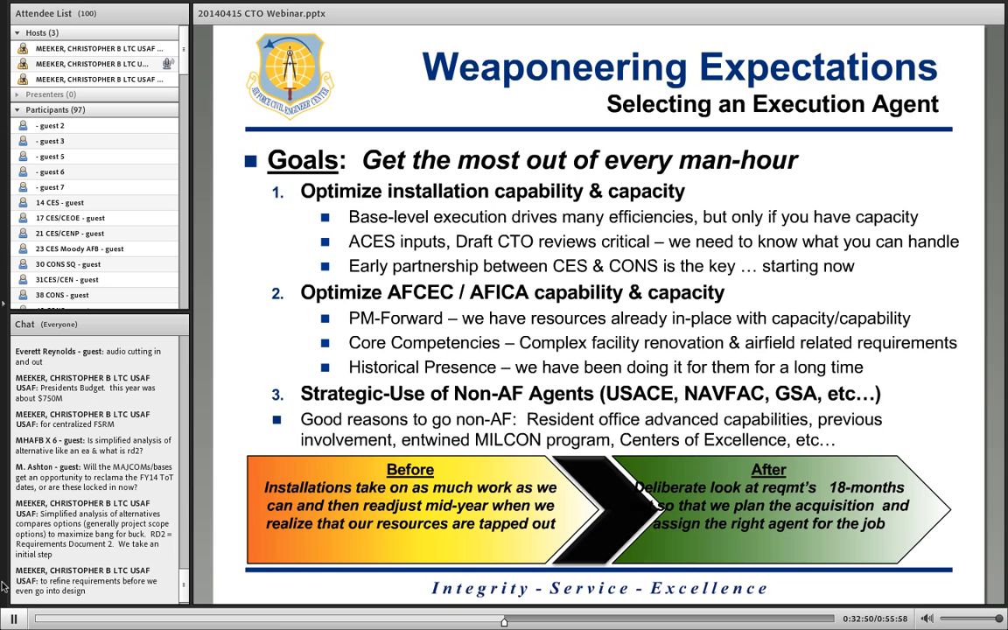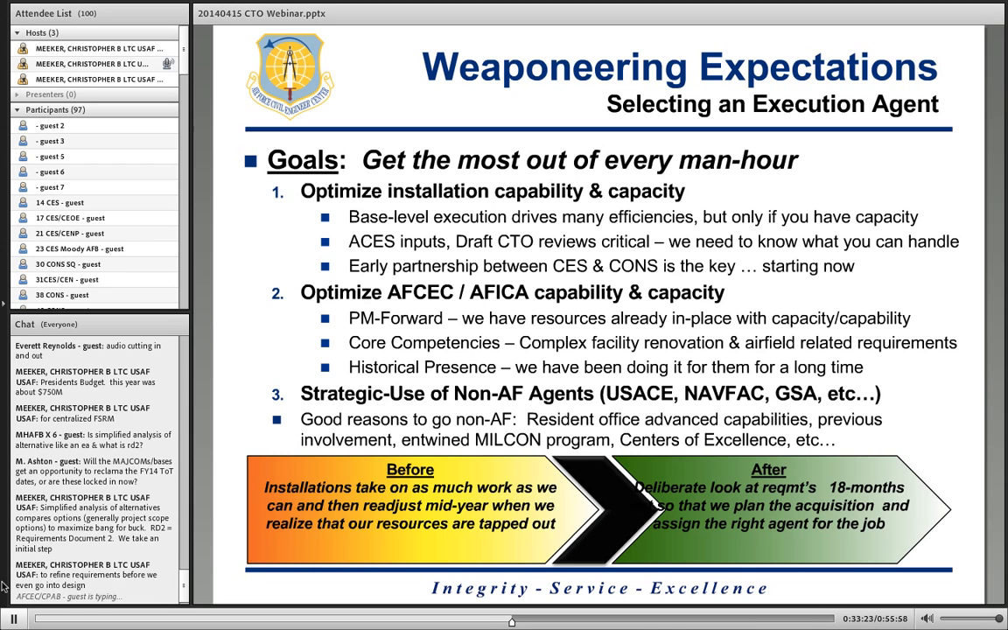And then the last piece is, we have some bases that have a limited engineering contracting capacity, and so we have been historically doing a lot of requirements for them. Well, we plan to continue to do that. But in the event that AFCEC reaches our capacity or capability, then we want to go to the strategic use of the non-Air Force agents, the Corps, NAFAC, GSA, whatever the right reason is to use them. And there are many reasons, but maybe they have a resident office locally there that has advanced capabilities and reach back. Maybe they've been previously involved in other phases of a requirement, or they have a large MILCON program. Or maybe it's a center of excellence where we can tap into that. But the key is we're going to assess and add the appropriate agent, but we want to maximize the use of our Air Force available resources first.